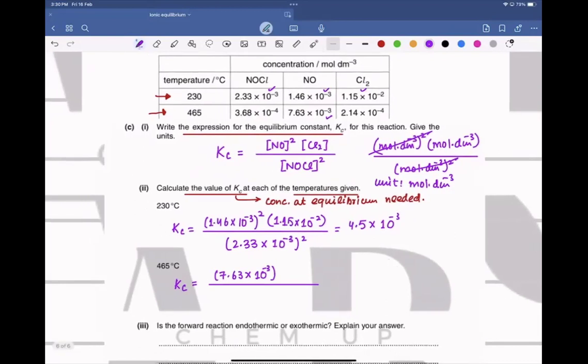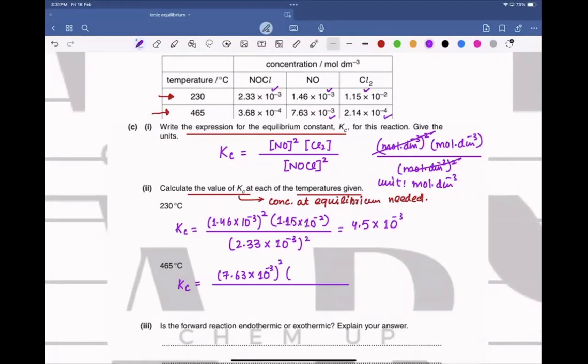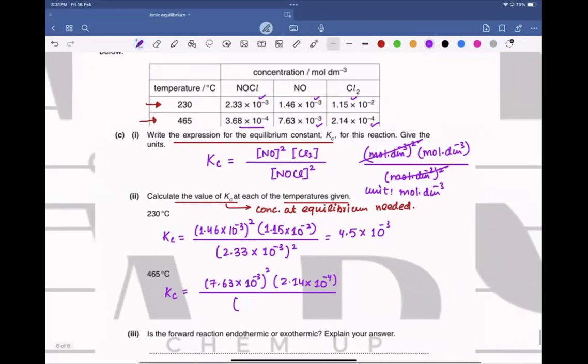So 7.63 exponent minus 3 is the concentration of NO, and as in the Kc expression its concentration is squared, I will put the square over here. Then the concentration of chlorine at 465 degrees Celsius is 2.14 exponent minus 4, divided by the concentration of NOCl, which is 3.68 exponent minus 4, and again squared. So can anyone solve it and tell me the answer, please? 0.091. Can anyone please cross check? I'm getting the same answer. Okay, that's fine.